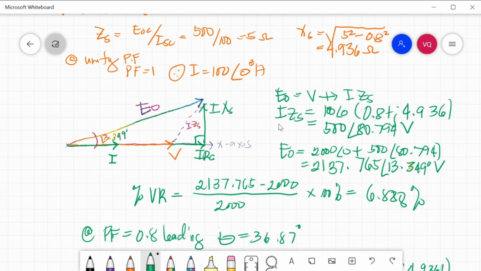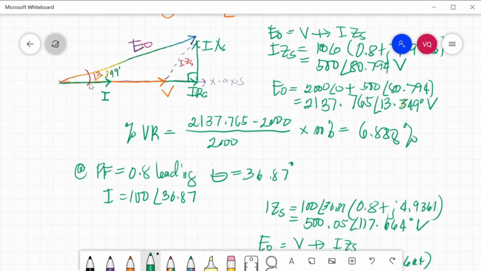So, the drop in the synchronous impedance now will be 500 angle 80.794 volts. So, EO now will be equal to 2000 angle 0 plus 500 angle 80.794 volts. So, EO will be 2,137.765 angle 13.349 degrees volts. Solving for the percent voltage regulation, that is EO minus V divided by V, that is 6.888%.